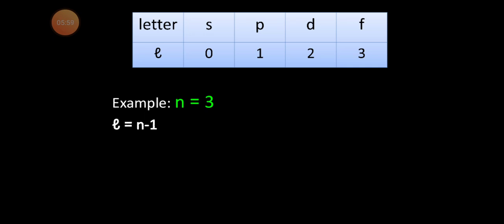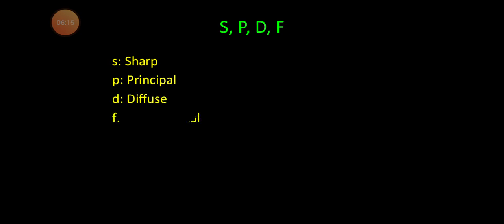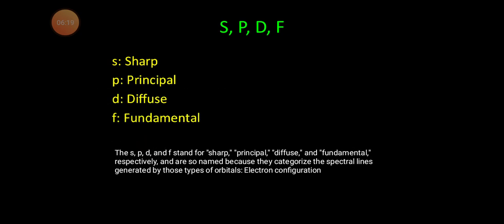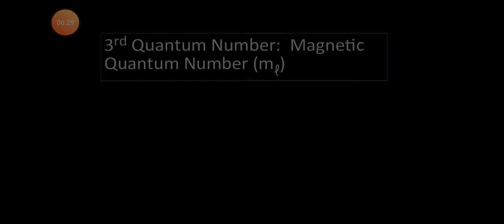So for example, n is equal to 3. If n is given, we can find out the L now. We just subtract 1 from the value of n, so we get 3 minus 1, which is equal to 2. So these are the 4 orbitals: SPDF. S is sharp, P is principal, D is diffused, and F is fundamental. So SPDF stand for sharp, principal, diffused, fundamental orbitals respectively, and they give the idea about the subshell and the position of the electron in the orbit.